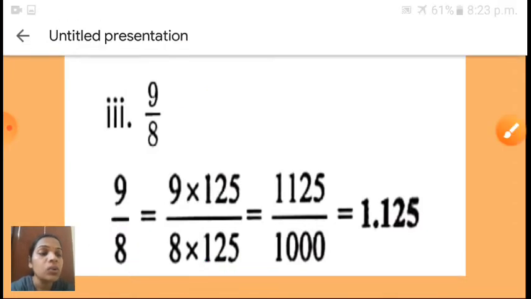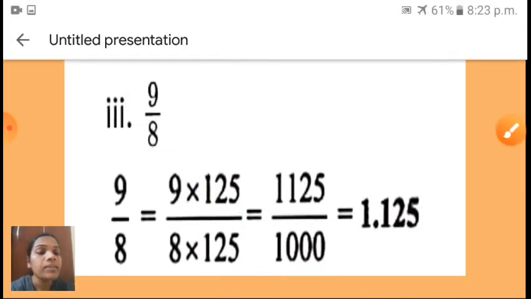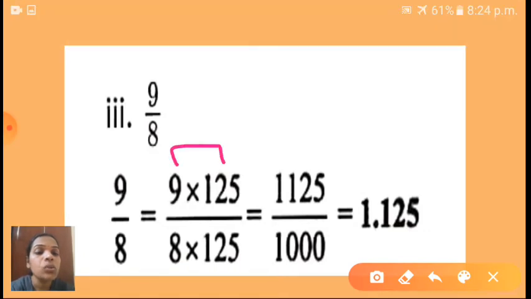Okay children, so this fraction I have written here. This 8 we have to multiply by 125. The same number must also be multiplied with the numerator. So see here, if you multiply these two numbers, your answer will be 1125. Okay children, the denominator, as I already told, is 1000. So children, you have to mind this thing: 8 into 125 is equal to 1000.